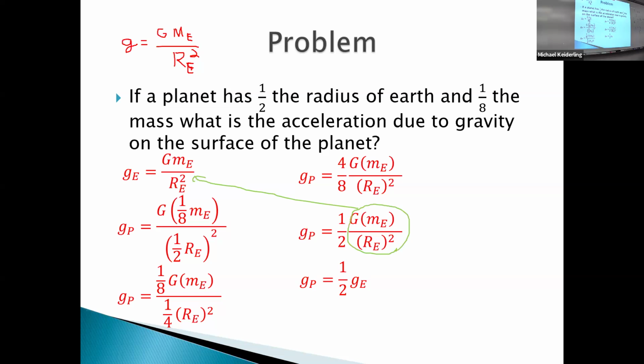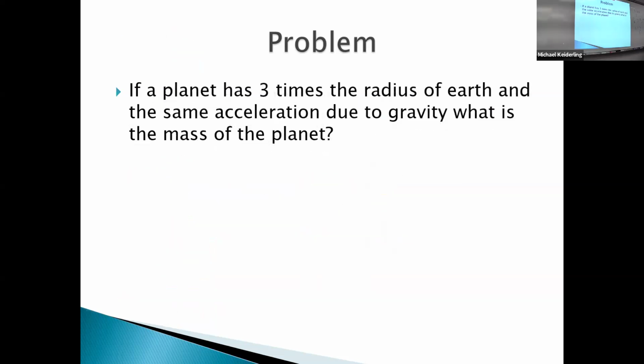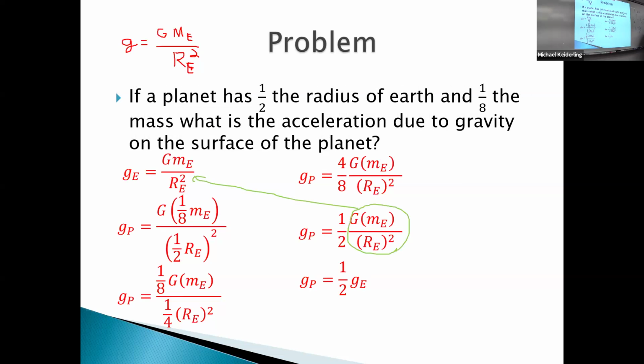Because this is the same as this. So that would be 4.9 meters per second squared. Half of g on Earth.